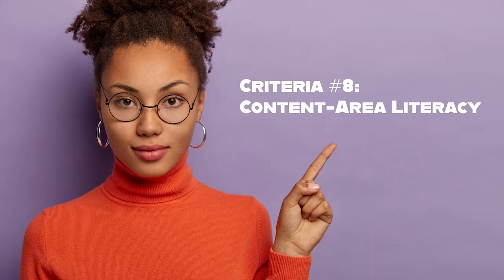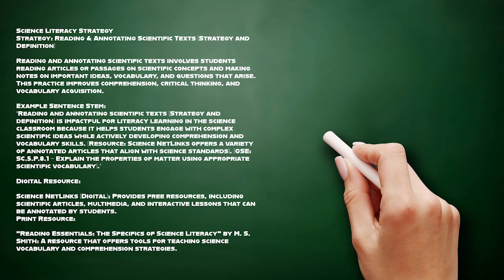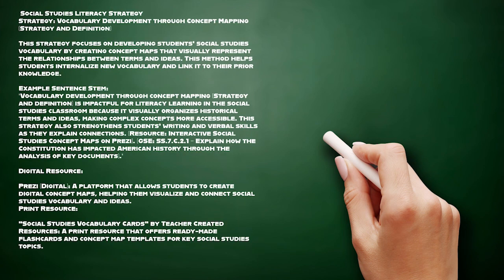Criteria number 8, content area literacy. Literacy strategies are all throughout this example. Let's go ahead and take a look. Math journaling, scientific text annotation, and concept mapping all support comprehension and vocabulary. Let's look closely at the social studies literacy strategy. What can you find?